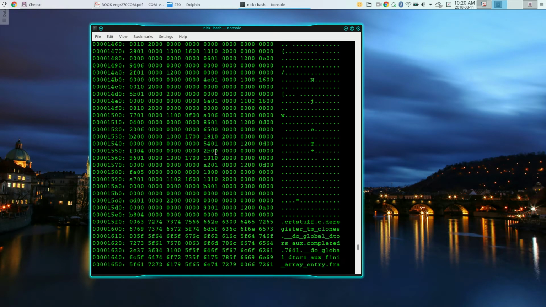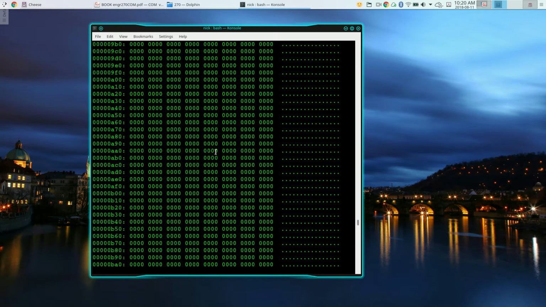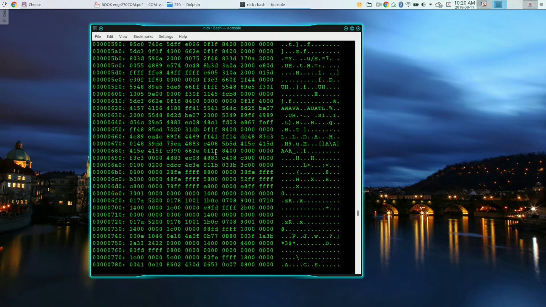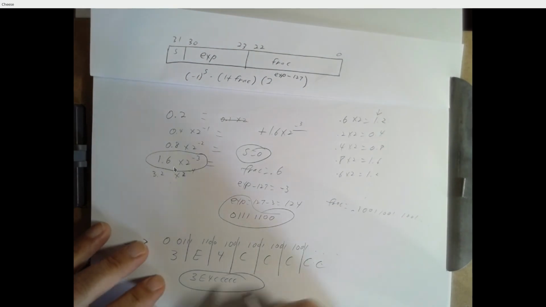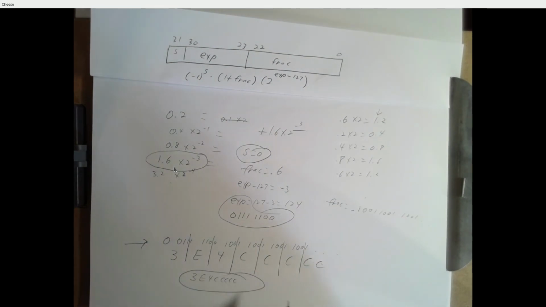And we'll go up here and we'll look at locations around 6A. 6A just happens to be where it stores these. There's no inherent reason. And here's our number. And it looks like 3E, 4C, CC, CD. So pretty close. 3E, 4C, CCC. But this last digit is a D.